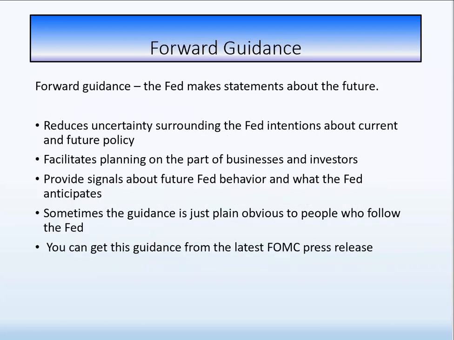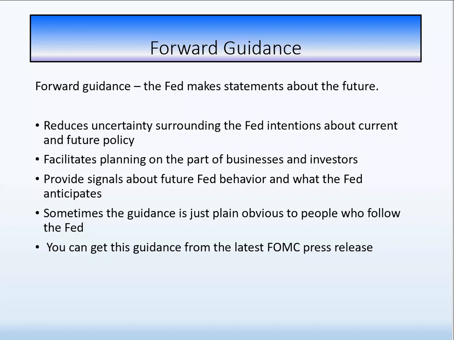Another form of unconventional monetary policy is forward guidance. Forward guidance is when the Fed makes statements about the future. Making statements about the future greatly reduces uncertainty surrounding what the Fed intends to do with future policy, and it helps facilitate planning on the part of businesses and investors, which is important because when uncertainty is really high, businesses stop spending, they stop planning, and the economy shuts down. So reducing uncertainty is important.